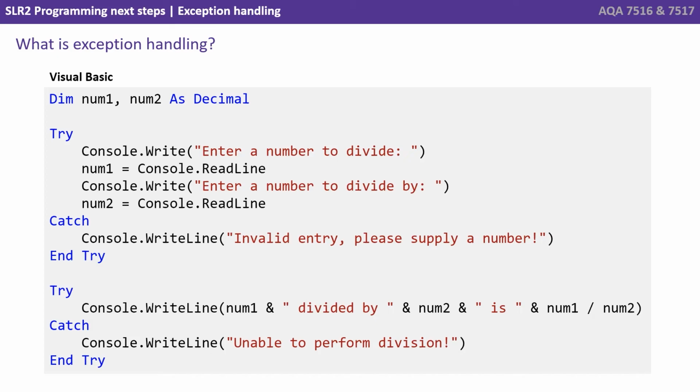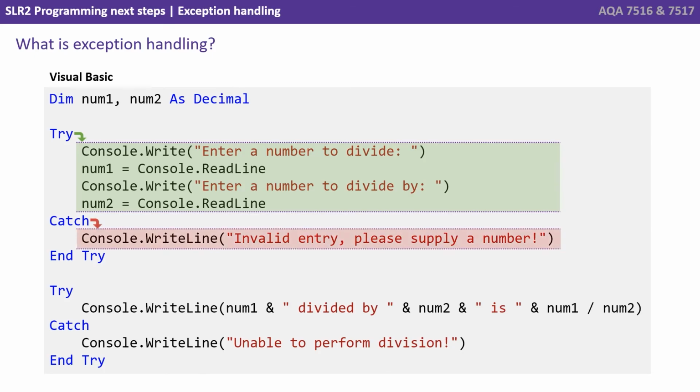We've got the same program here, but now we're encapsulating the initial code that asks the user to enter numbers in a try section. If this time they tried entering a letter or a character, it would throw an error that would be caught, and instead of crashing, they would receive the output: invalid entry, please supply a number. You could further encapsulate this code and cause it to loop back, forcing them to keep entering numbers until they get it right.